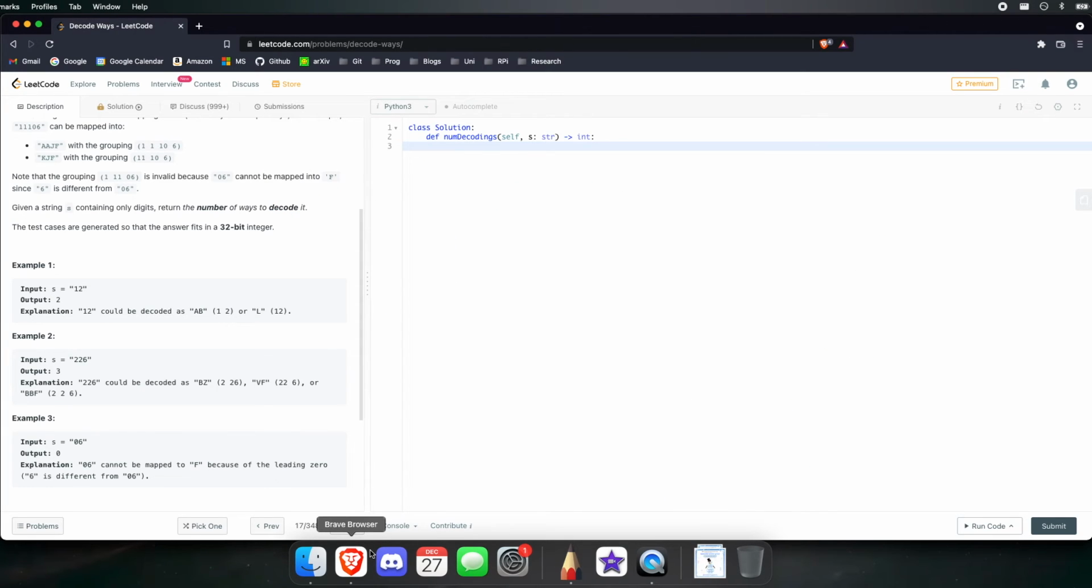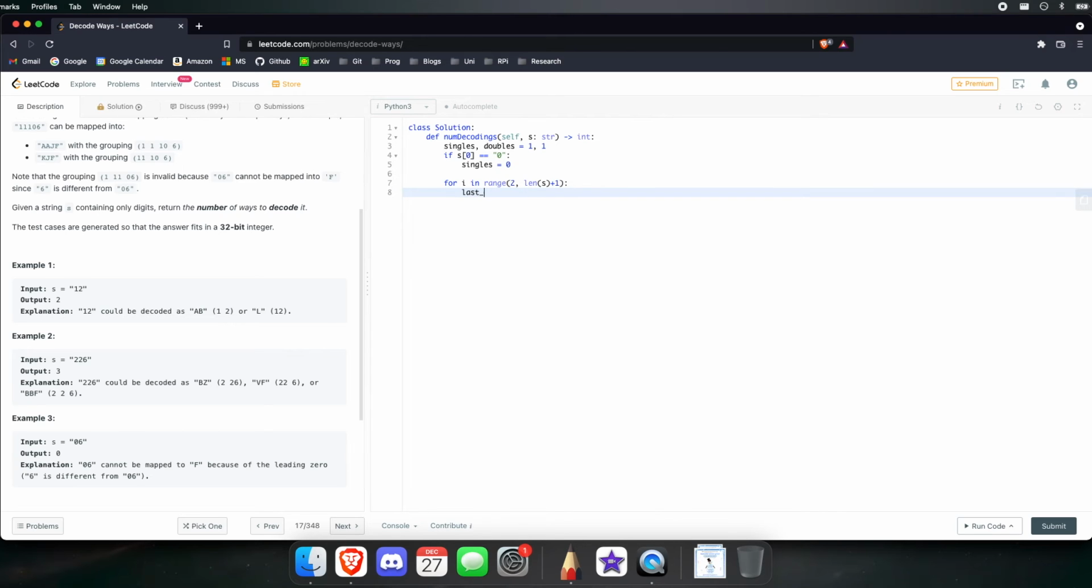So now we can get into the programming. First I'm going to start off with our singles and doubles variables, which are both going to be set to 1. And if s[0] is equal to 0, then we want to reset our singles. Other than that, we just want to do a for loop starting at index 2 all the way to the length of s plus 1.